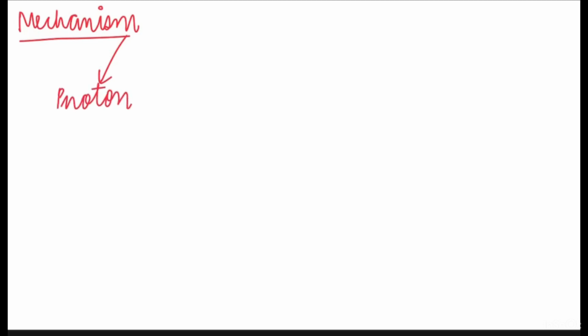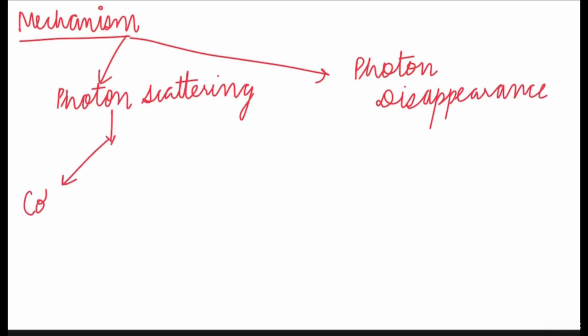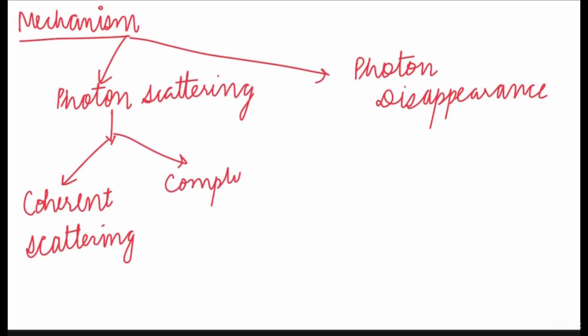Next is the mechanism by which an X-ray photon interacts with the matter. We will study two important topics: one is photon scattering and another is photon disappearance. In photon scattering, we will discuss two important topics: coherent scattering and the Compton effect.